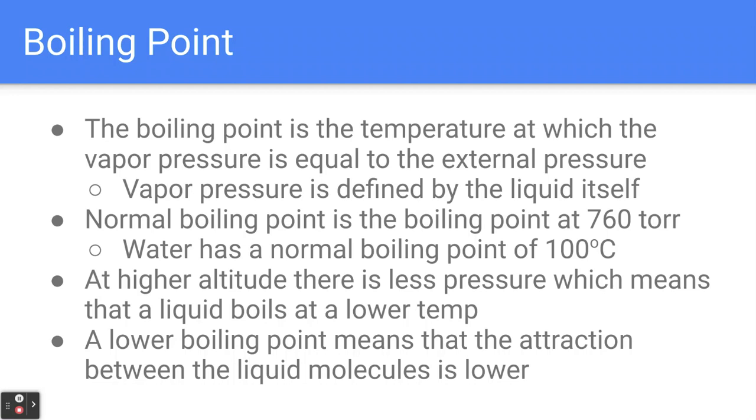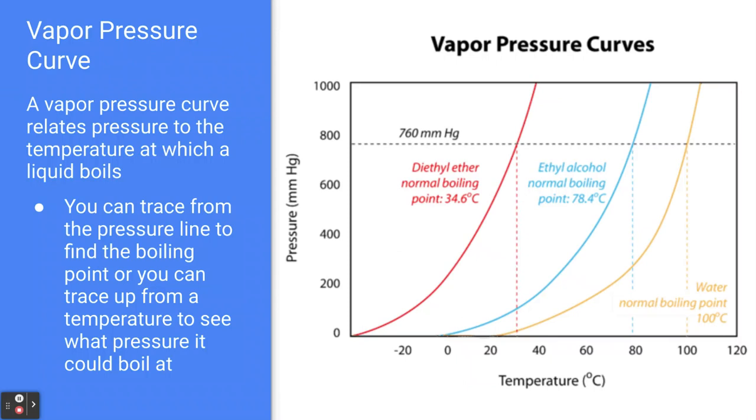So if we've got water and we've got gasoline and we've got, let's say, motor oil, all three of those substances have different properties. And so gasoline in that case would have the lowest boiling point because the attraction between the molecules is the lowest. So we can use what's called a vapor pressure curve, and what this does is graph the temperature at which a substance boils to the external pressure, and in this case it's millimeters of mercury, which is the same as torr. And so on this graph, it's nice for us. It graphs that 760 line for us. That's the normal boiling point.